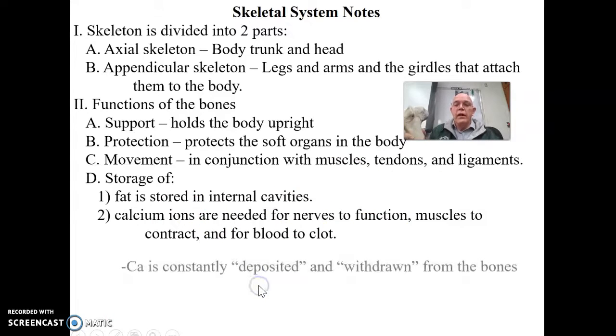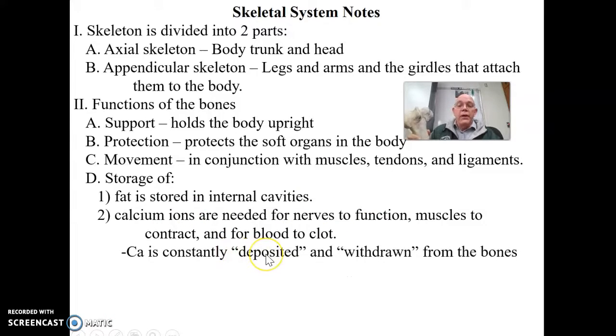There we go. All right, and so we're constantly depositing calcium and withdrawing calcium from the bone. So it's putting some in, taking some out, and so it's like having an extra store of it. Now, if you start taking out more than you put in, guess what? Your bones may start getting brittle.